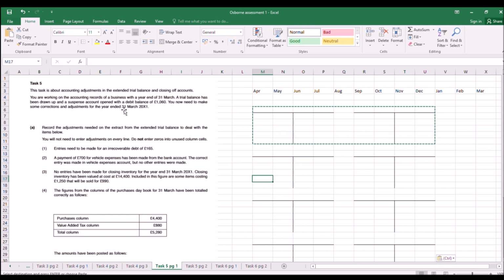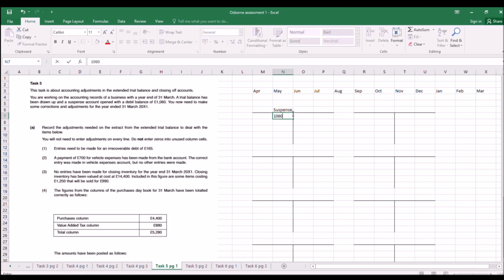Okay, right. So we've got our trial balance drawn up. Suspense account opened, right? So we've got a suspense account, and it's got a debit balance of 1060. Okay. You now need to make some corrections and adjustments up to the year end of 31st of March X1. Right. Record the adjustments needed on the extract from the extended trial balance to deal with the items below. You will not need to enter adjustments on every line. Do not enter zeros in there.